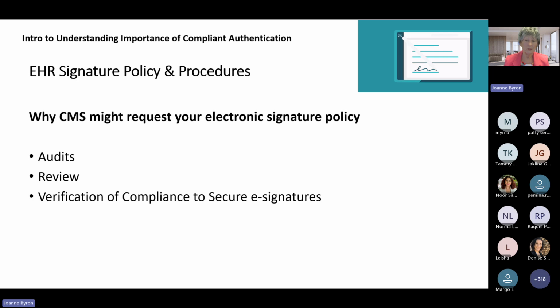So why would a payer, and specifically CMS, request your e-policy? What happens if you don't produce it? You don't want to find out. Medicare has denied, and only on appeal did people get paid. CMS uses your e-signature policy for audits and reviews to make sure that nobody else is signing for the providers. So audits, reviews, and verification of compliance to secure e-signatures.